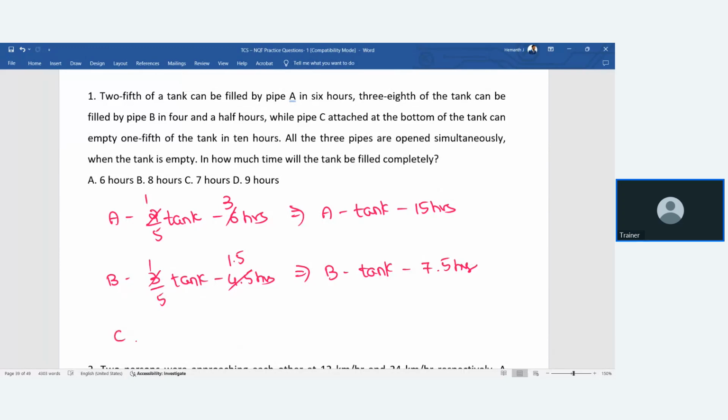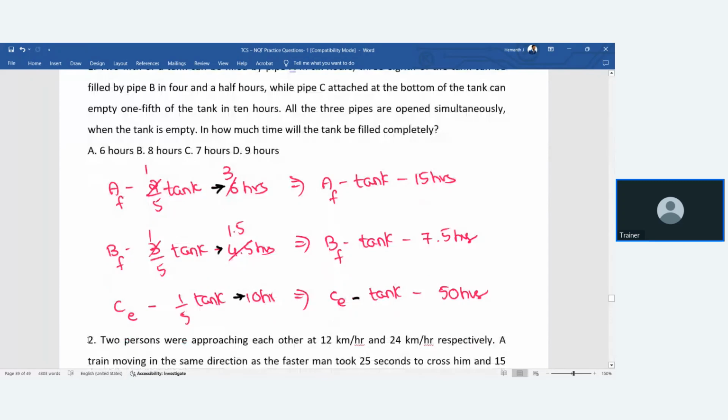Whereas C is emptying, A and B are filling. C will empty 1/5 of the tank in 10 hours, so the full tank in 50 hours. A and B are for filling, C is for emptying it. Now all 3 pipes are open when the tank is empty. How much time will it take to fill the tank?